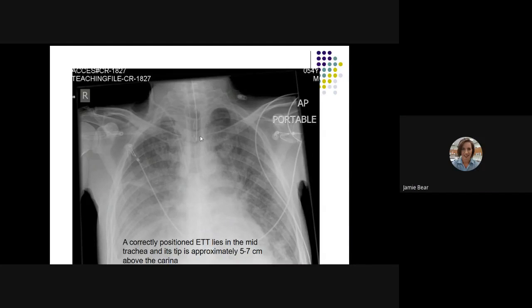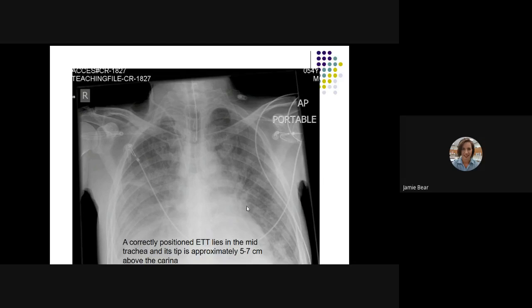Okay, now here is a patient that's also intubated, and here you can see a correctly positioned endotracheal tube, and the tip is approximately 5 centimeters above the carina, and this is a really good image. I don't know if you guys can see it, but right here is the carina. So here's where the left and right main stem bronchi branch off. And the endotracheal tube just sits right above that so that when you put in positive pressure, it will get to both lungs. Now this patient also is hypoinflated.